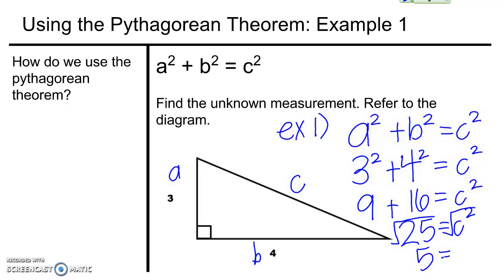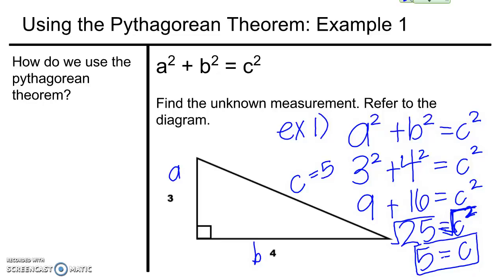5. When I do the square root here with the c squared, the little exponent of 2 and the square root symbol cancel each other out. We just have c, and we're done. So c equals 5. So that's how we use the Pythagorean theorem to find a missing side length.